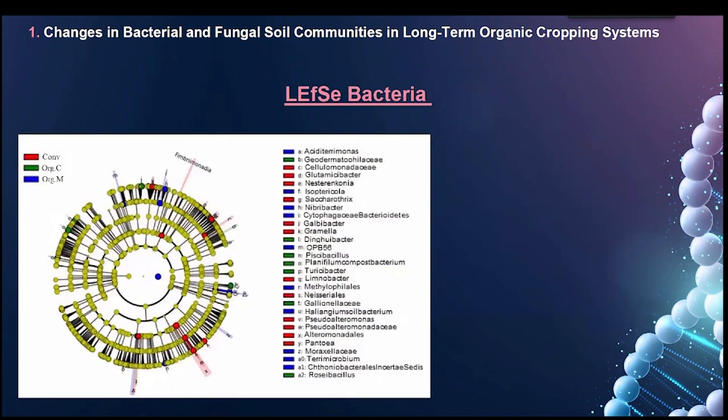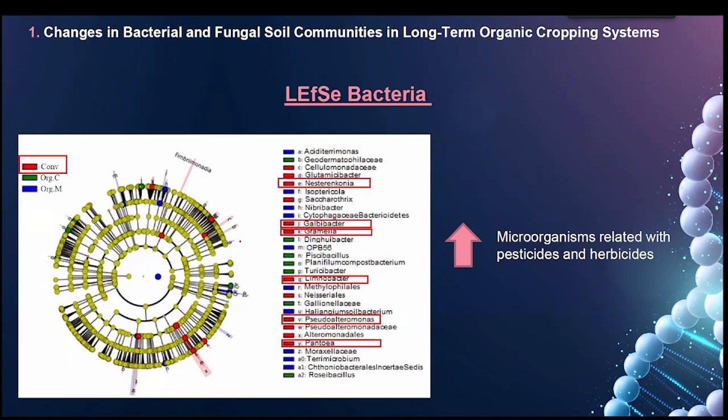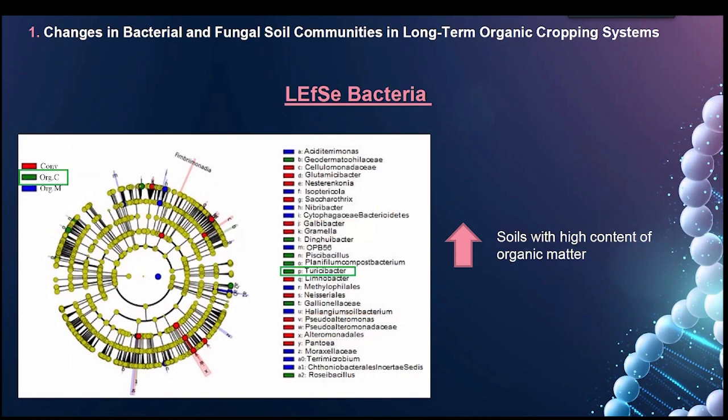Well, we used LEfSe to find potential bioindicators for our crops, and we found how, for example, in the conventional cropping system, we had a higher content of potential bioindicators, all of them related with pesticides and herbicides. In the cropping system with compost, for example, we found Turicibacter. This is a genus related with soils with high content of organic matter.